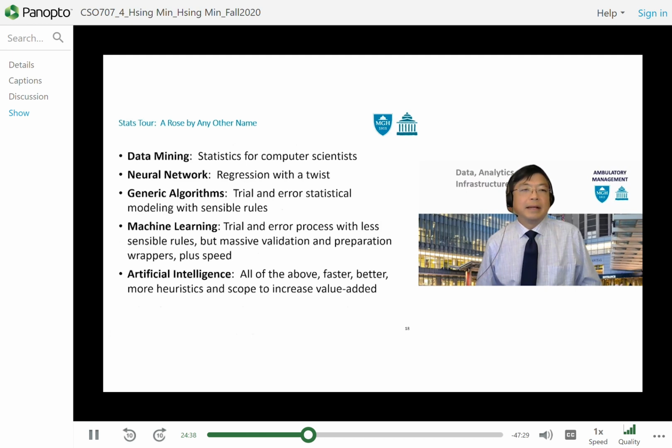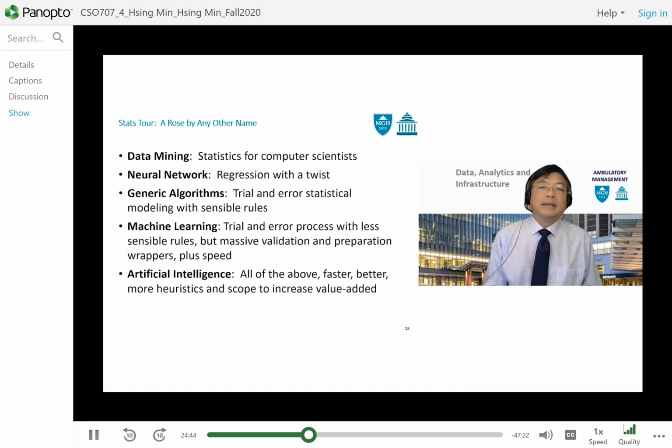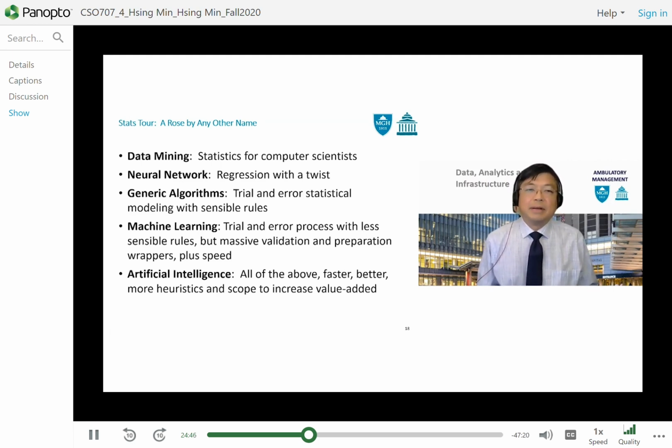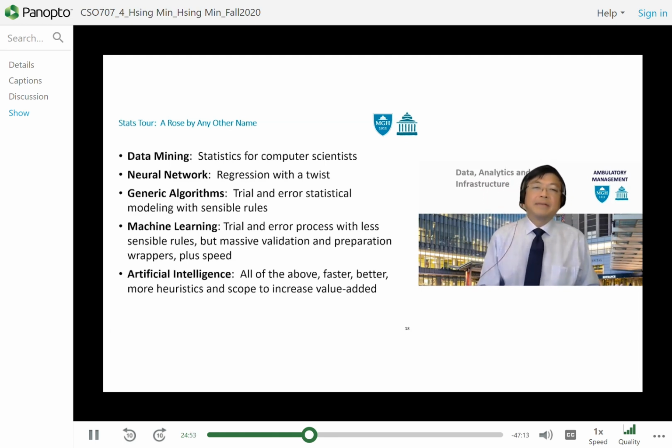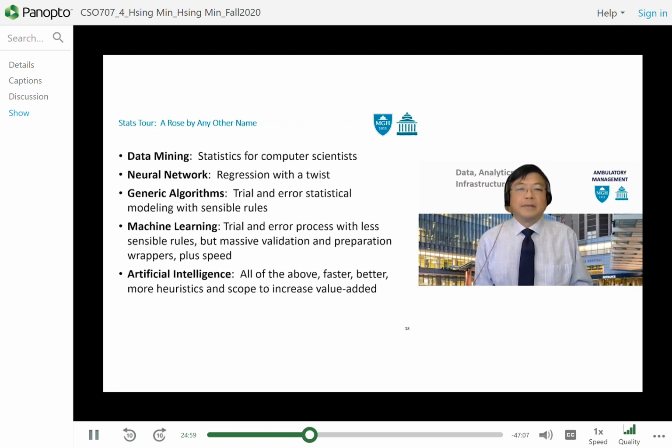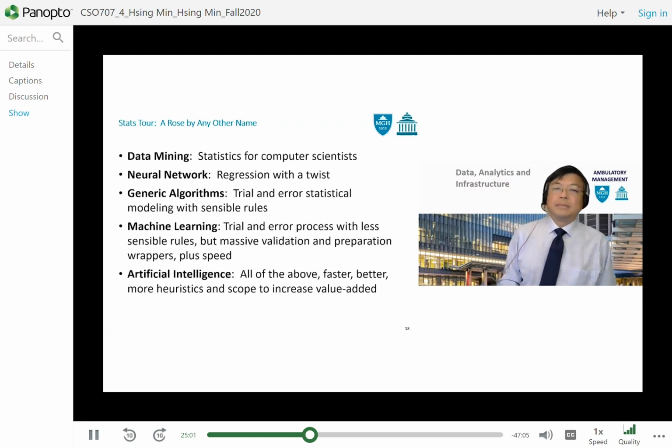Data mining, in my shorthand, data mining is statistics for computer scientists who don't like math. It still applies statistical methods, but it does so to dirtier data and with assumptions loosened. Then it uses massive validation, which is really just trial and error, to compensate. It's used particularly for pattern detection and classification.